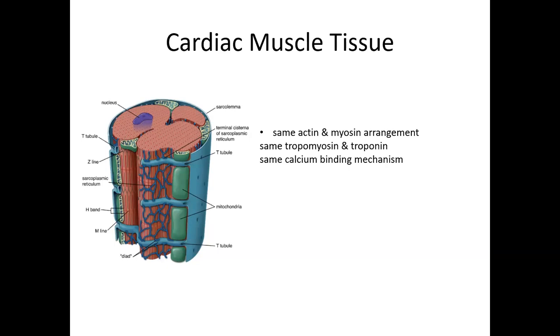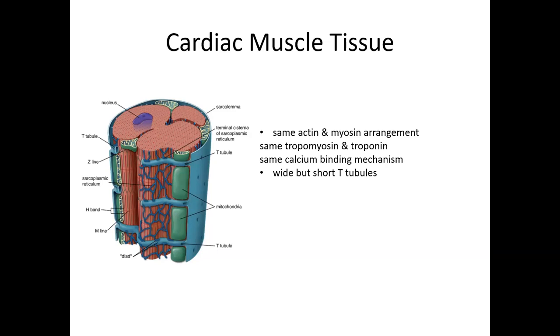We have the same troponin and tropomyosin attached to the actin, and calcium binds to troponin, pulling the tropomyosin off. All of that is exactly the same as in skeletal muscle. However, there are some significant differences, okay? Looking at the picture, you can see the T tubules here, but what you should notice is they're quite a bit wider, and they are not part of a triad process.